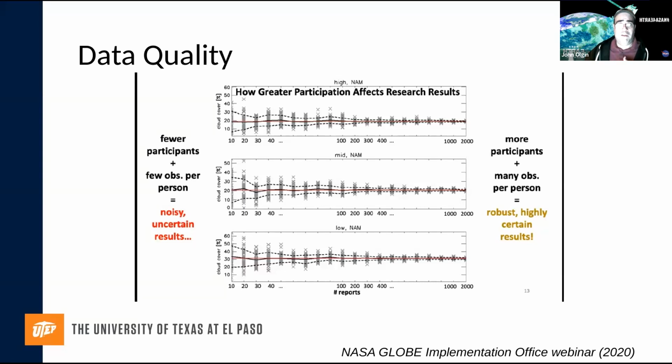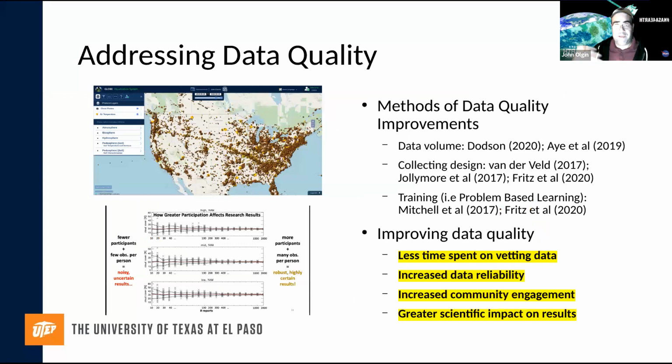Dodson et al. found that the more participants that were involved, the less noisy the data became and the much more accurate. In the data that was collected, the number of data points is what washed out any kind of noise, and the data became useful, extremely useful, in fact.